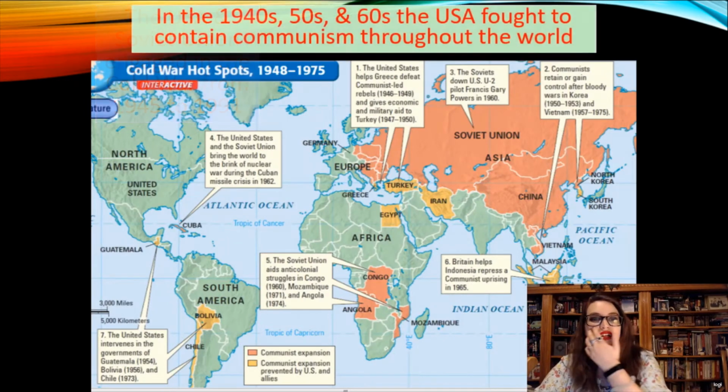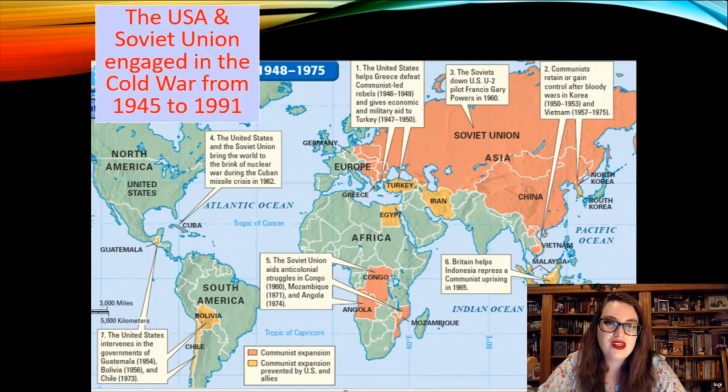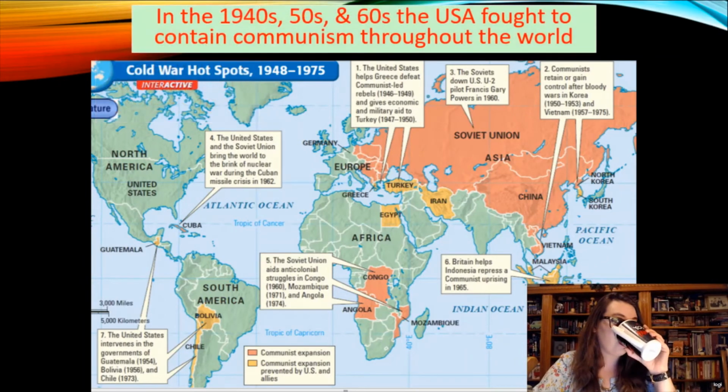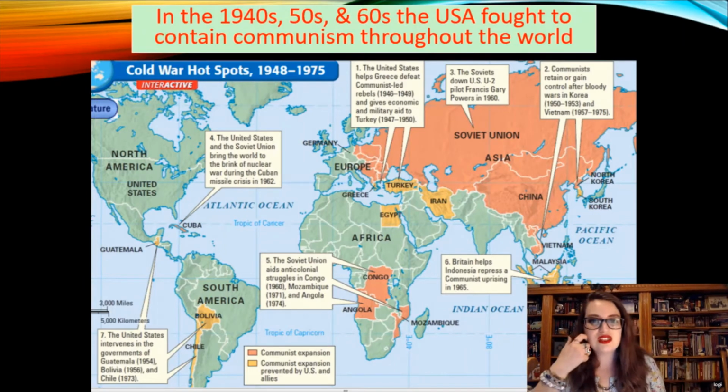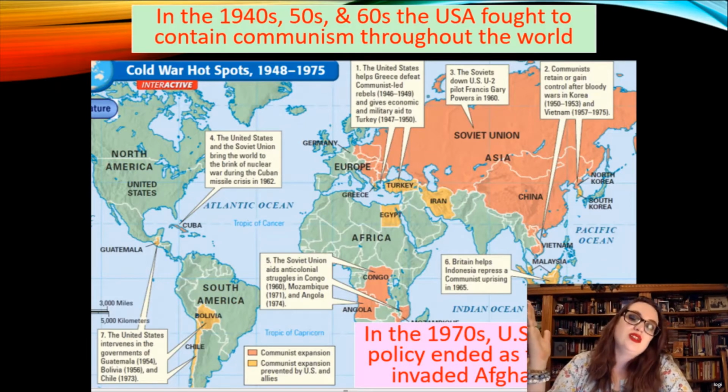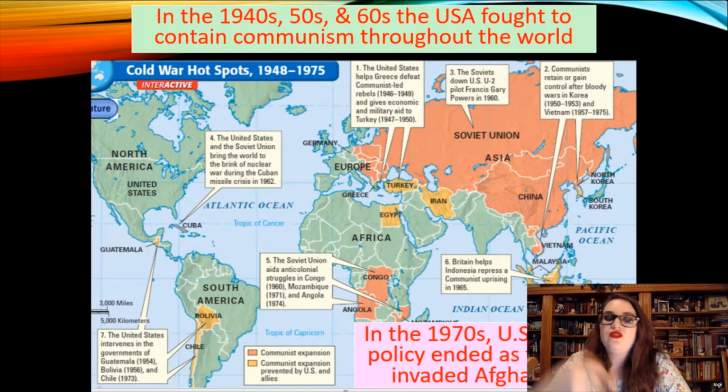Alright, so now let's talk about the end of the Cold War. The USA and Soviet Union engaged in the Cold War from 1945 to 1991. A long time. In the 40s, 50s, and 60s, the USA fought to contain communism throughout the world. In the 70s, the U.S. détente policy ended as the Soviet Union invaded Afghanistan.